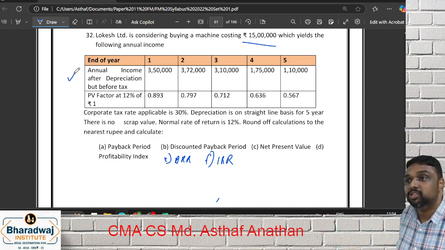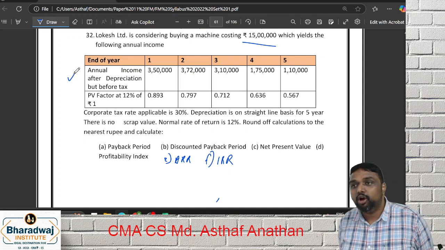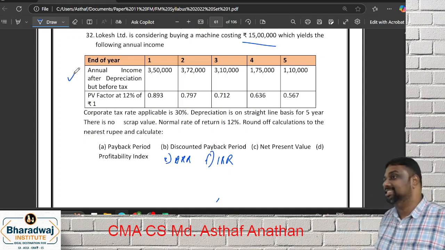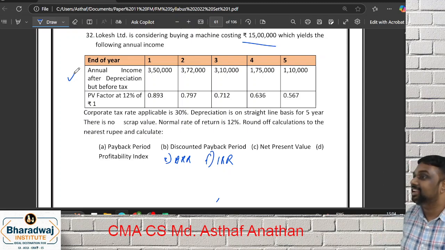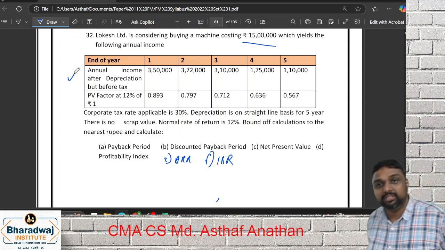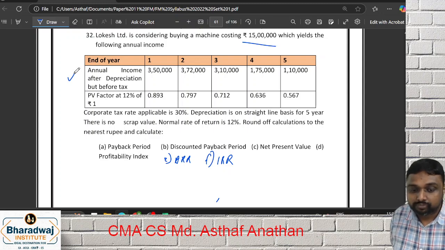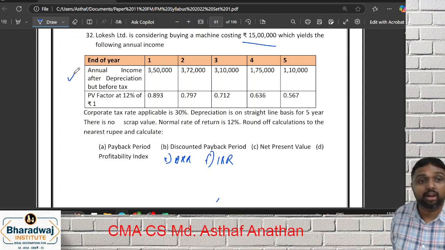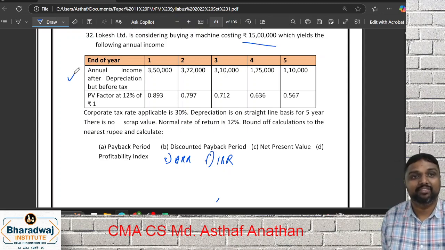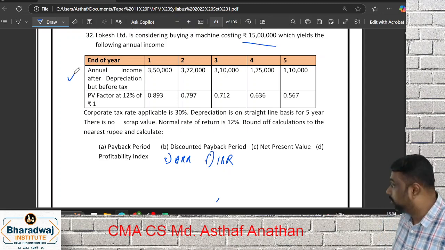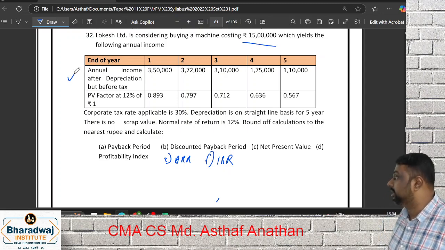My dear friends, please believe, very rarely will CFAT be given in your exam. Don't think that your institute is so easy as to give you CFAT directly. Very rarely only they will give CFAT. They may give CBAT, EBAT, different perspectives. Here they have given income after depreciation but before tax, which is called PBT. What are they asking? Payback, discounted payback, NPV, profitability index, ARR, and also IRR.